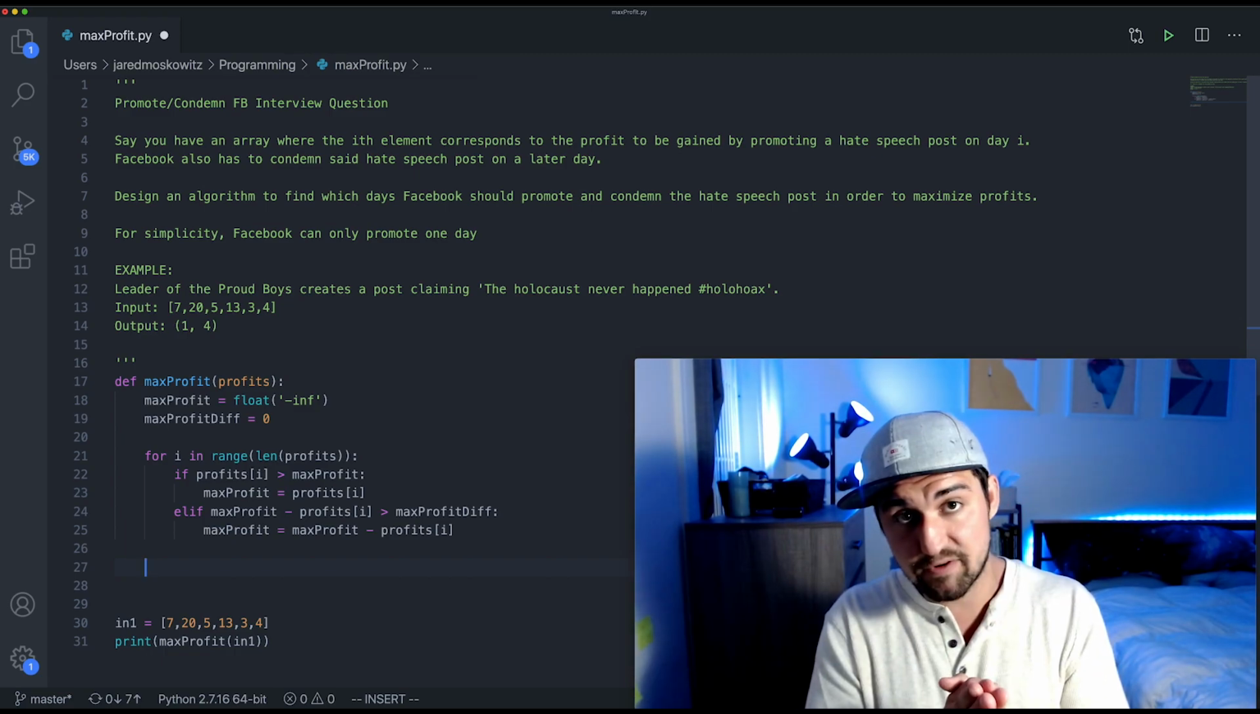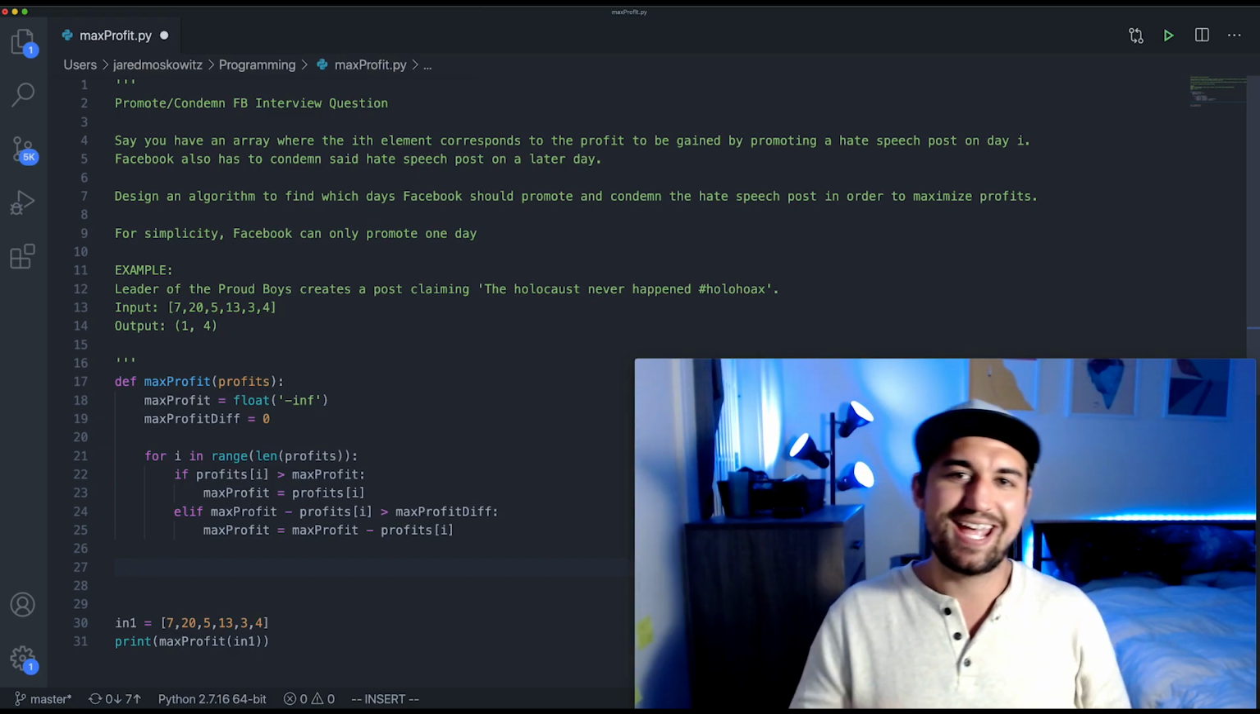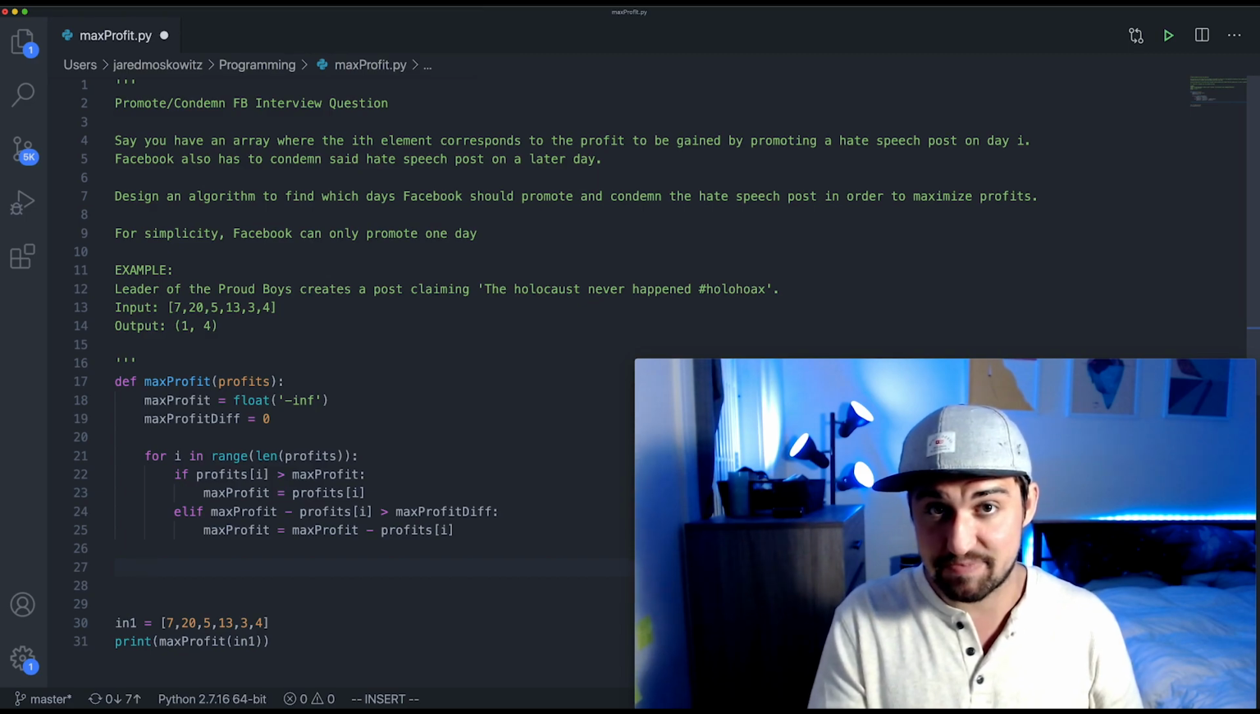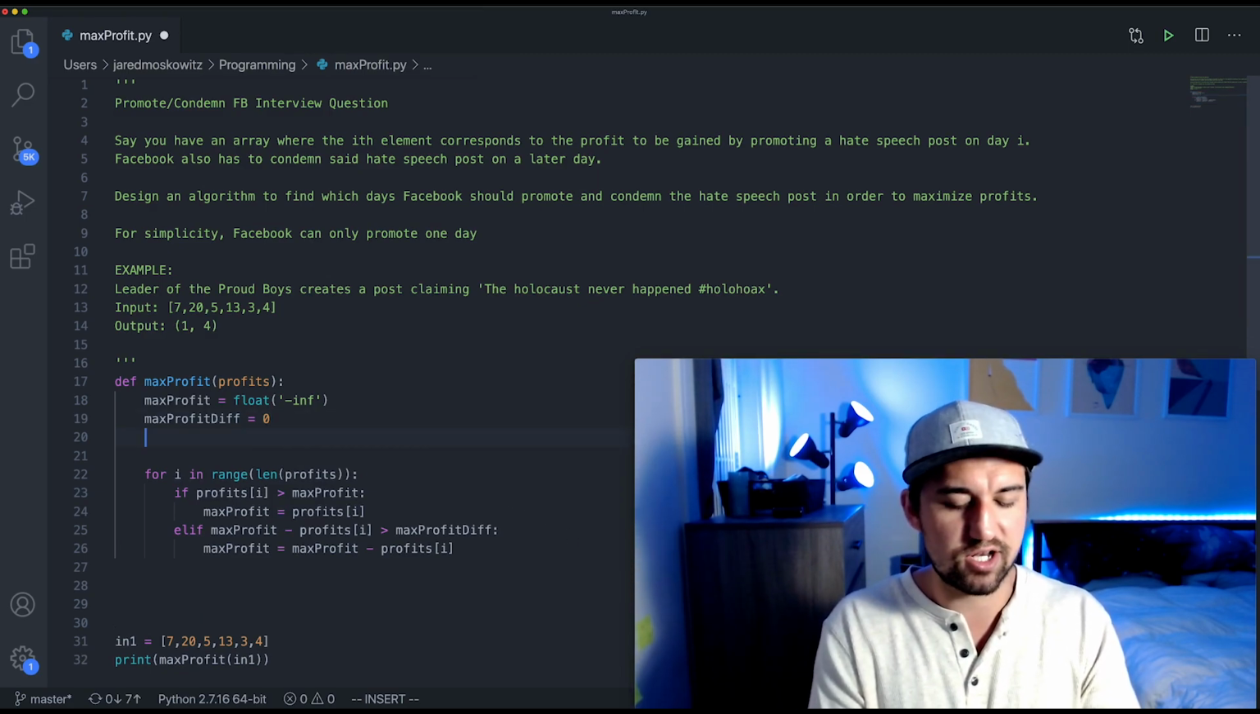But that's not what they're asking for here. There's one more step in this. They want the day they should promote the hate speech and the day they should condemn the hate speech. So we're just going to need two more variables here. This is an easy addition.